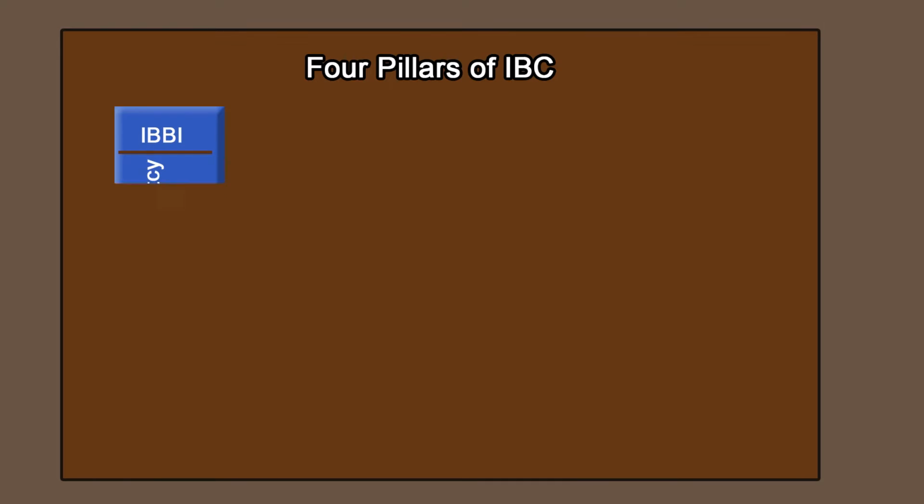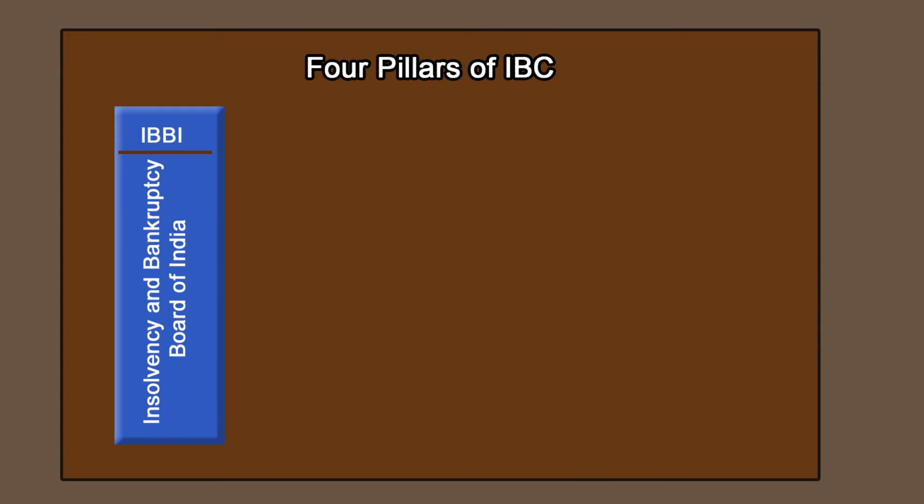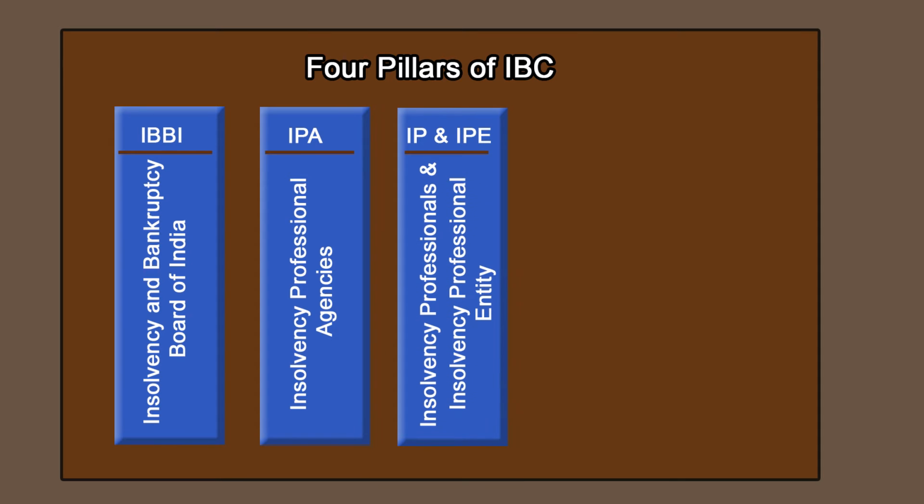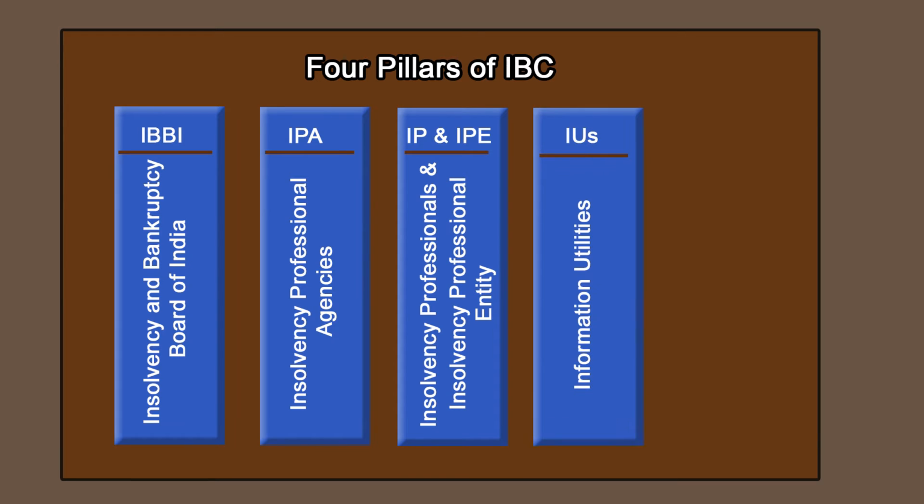In this part of the lesson, we will learn about the implementing agencies, that is, the 4 pillars on which the entire ecosystem of IBC rests. The 4 pillars are: 1. The Insolvency and Bankruptcy Board of India, which is called IBBI. The second one is Insolvency Professional Agencies, which is called IPAs. The third one is Insolvency Professionals, IPs, including Insolvency Professional Entities, IPEs, and Information Utilities, that is called IUs.